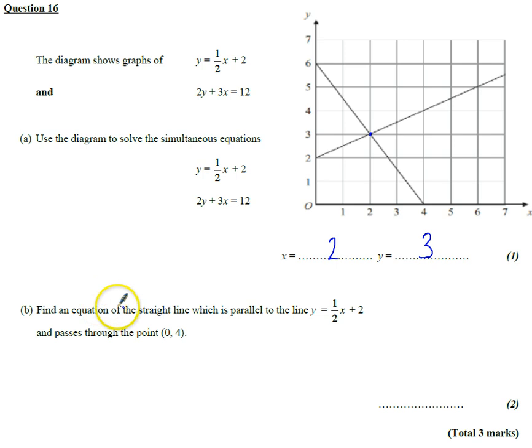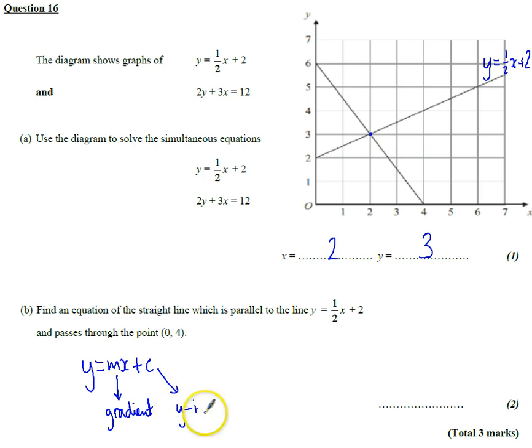Right, it's part B. Find the equation of the straight line which is parallel to this line and passes through the point 0, 4. Well, this line is y equals 1/2x plus 2, because if we think back to our y equals mx plus c form for a straight line, we know the m number, the number in front of the x, is the gradient. So it has gradient 1/2, we'll talk about that in a minute. And the c is the y-intercept, where it crosses the y-axis.